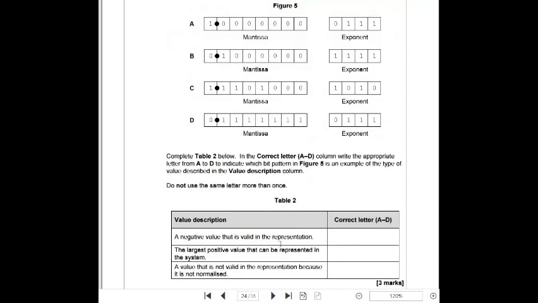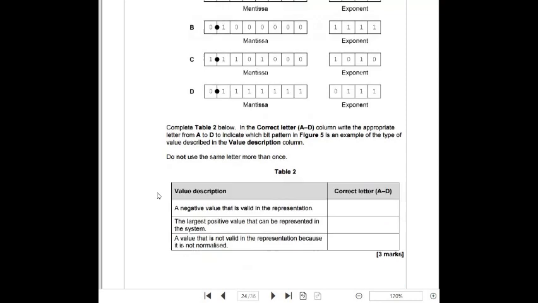A negative value that is valid in representation, that's A. Largest positive value that can be represented in the system, that's going to be D. And the value that's not valid in the representation, because it's not normalized, is C. So B is the odd one out. And we can't use the same letter more than once. So if you say A, D, and C in that order, bosh, you got the marks.